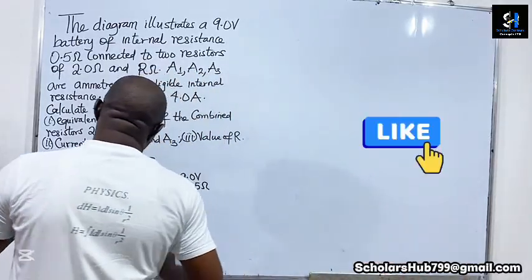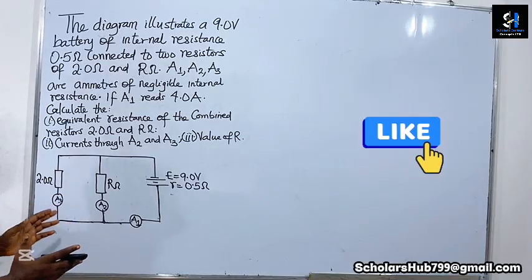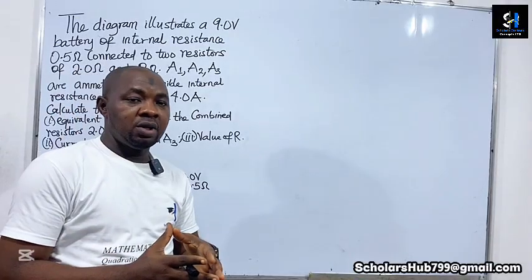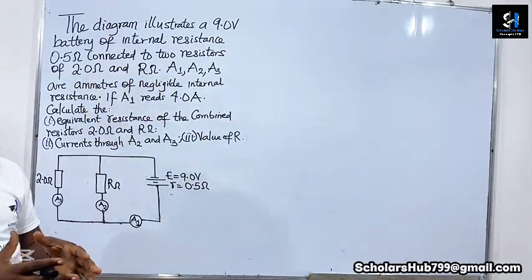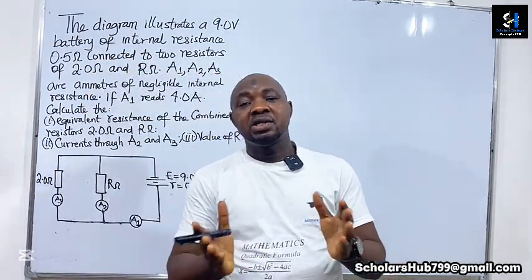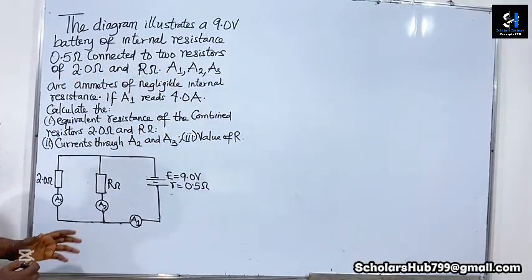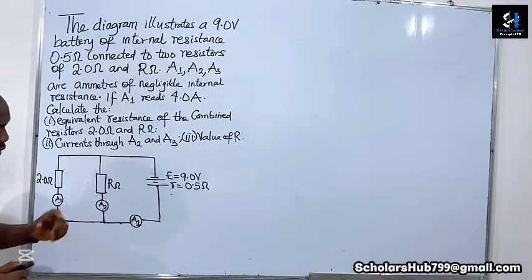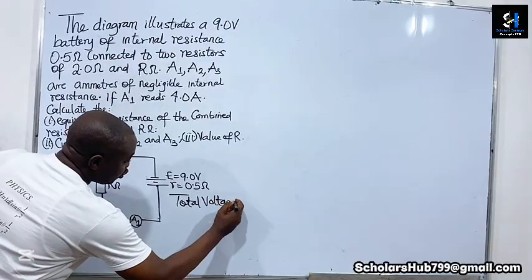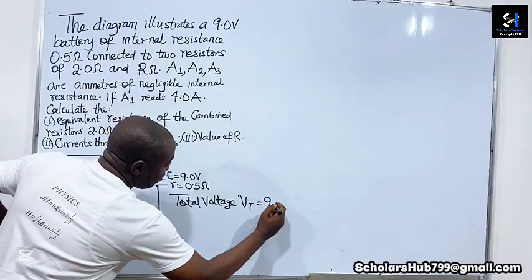Now, like I said, we have a circuit containing two resistors of resistance 2.0 ohms and R ohms connected in parallel. When we talk about a parallel combination of resistors, we mean the side-by-side arrangement of resistors in a circuit. In this case, we need to understand that the total voltage drop across the entire circuit will be 9.0 volts.